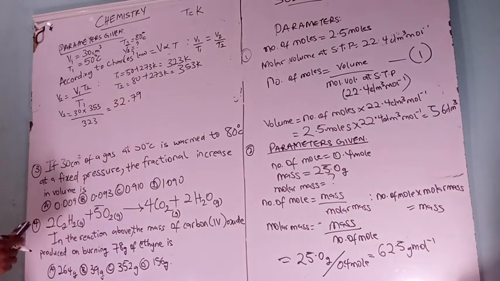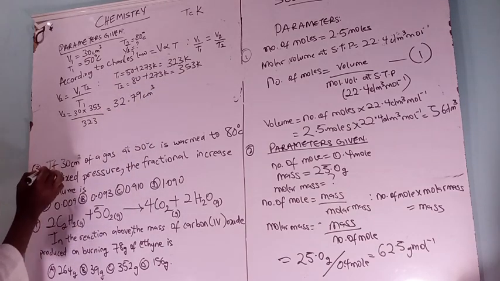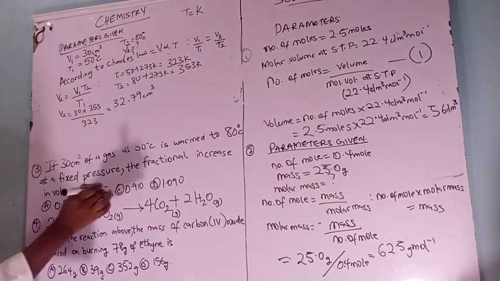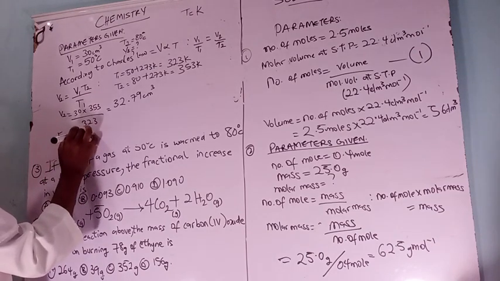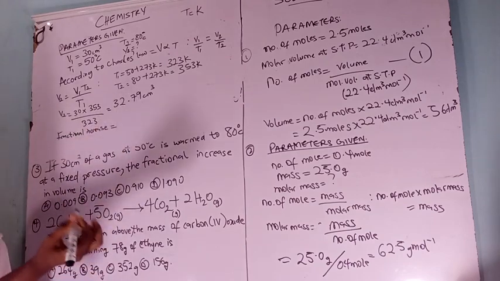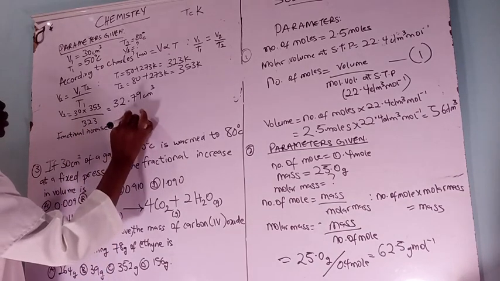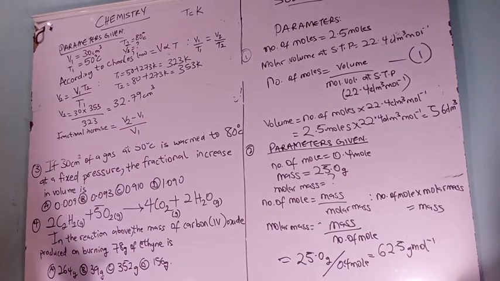32.79. That's V2 in cm3. Fractional increase equals the increase in volume, which is V2 minus V1, over initial volume.